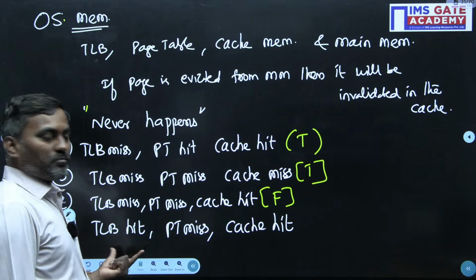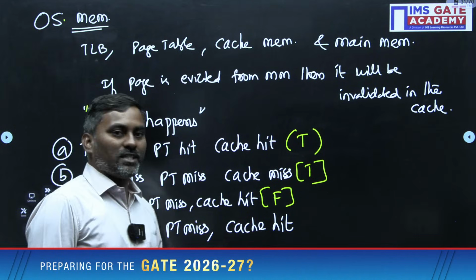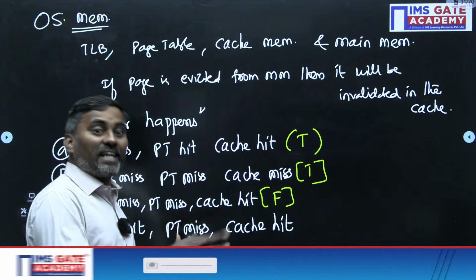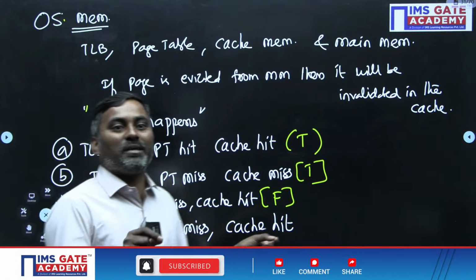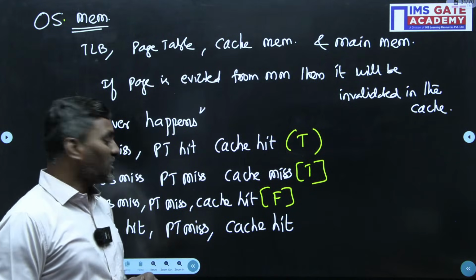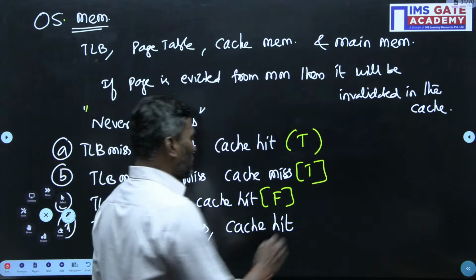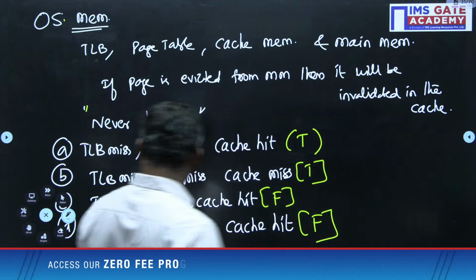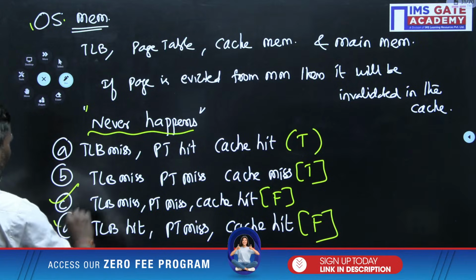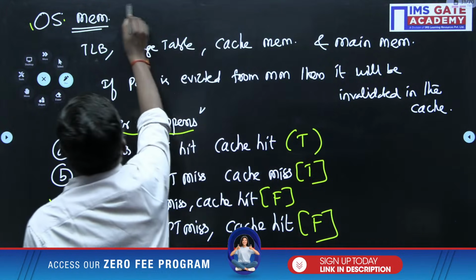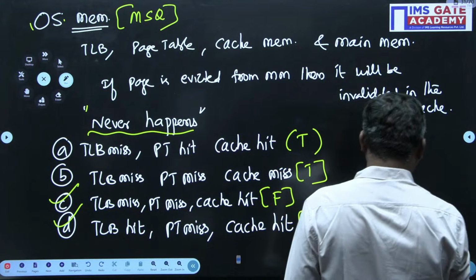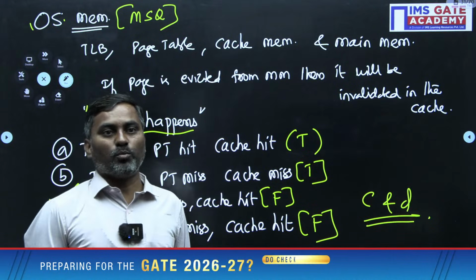TLB hit occurs, page table miss occurs, cache hit is being asked. The TLB may have an entry, but the page table entry is not there. Page table entry not being there means the page is not present in main memory. If the page is not present in main memory, a cache hit never happens. So this is also a false statement. So what never happens? C and D. This is an MSQ question. C and D are the right answers for this question. I hope this is clear, everyone.